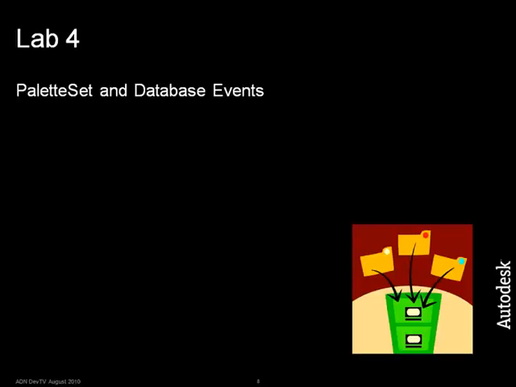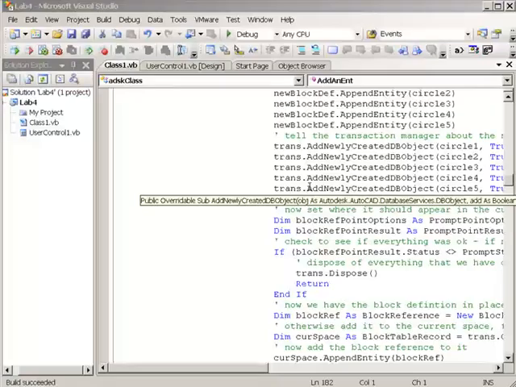Let's put what we have learned to the test by doing the steps in Lab 4, where we'll add database events and create a palette set. Here we are in Visual Studio. I have the Lab 4 project opened.